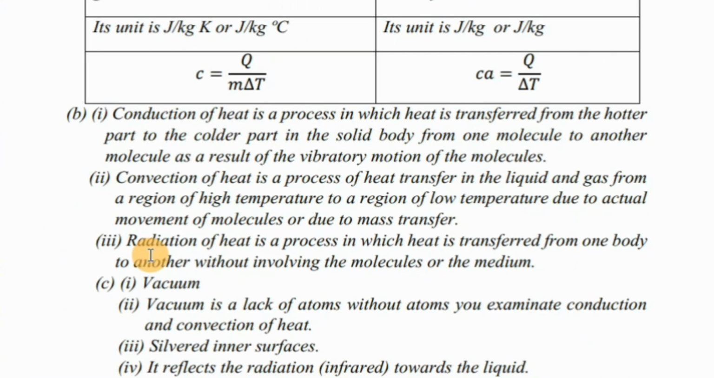So what we have said is that the vacuum is one part. It plays a role in reducing heat transfer by conduction and convection. Here they explain the vacuum is a lack of atoms. Without atoms, we eliminate conduction and convection, as we have said. And it's a silvered inner surface, as I showed you, because it reflects radiation and infrared toward the liquid. As the heat strikes the silver surface, it is deflected back.